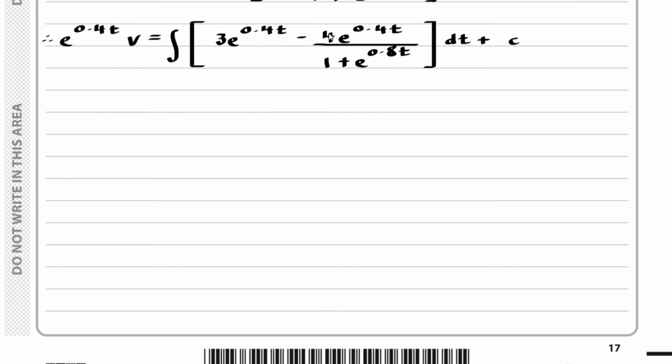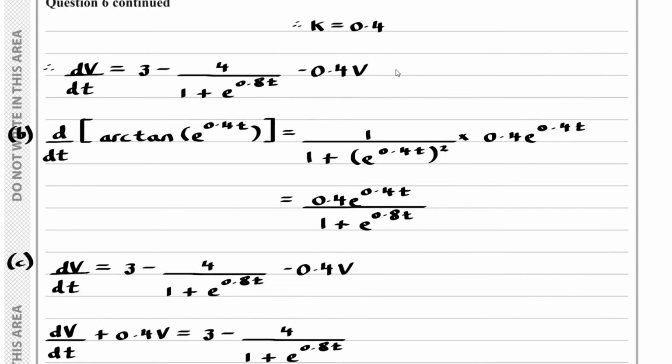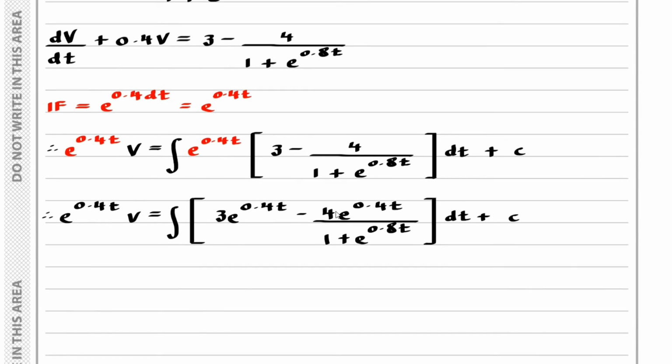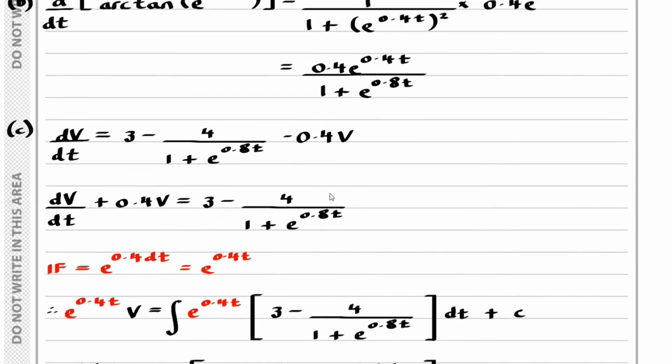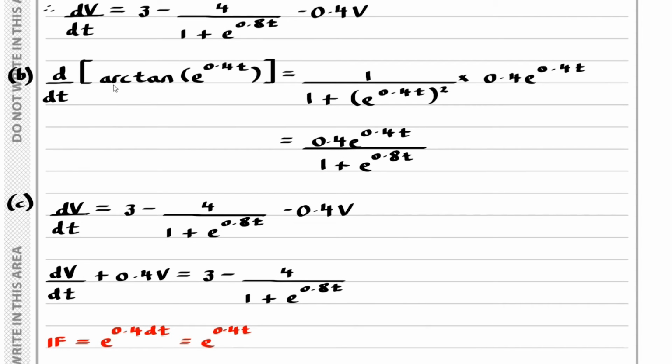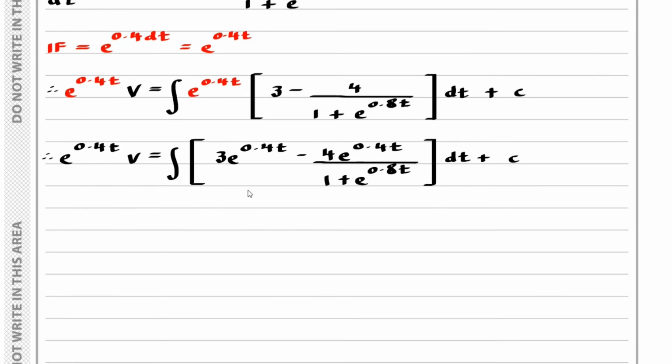Now, for us to integrate what's inside this bracket, well, we have 4e to the 0.4t over 1 plus e to the 0.8t. And if we consider how that's similar to what we found in part B, do you notice that the 0.4 is 10 times smaller than the 4, which means the integral of this is 10 times the integral of the arctangent of e to the 0.4t.